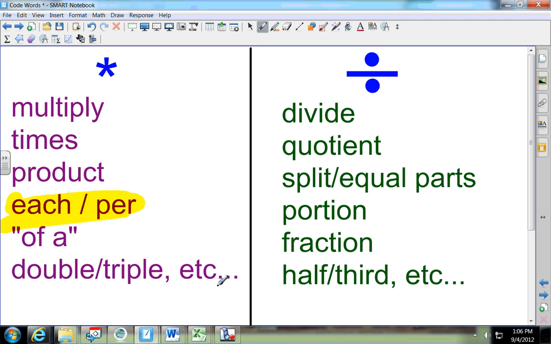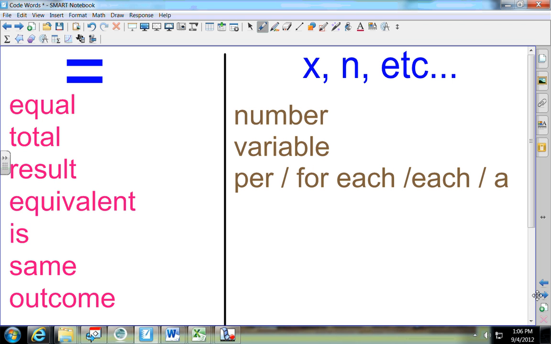Now there are other symbols as well that we need, that there are words for. Do we have all of these? Speak now or forever hold your peace. You object? How about these? I need these written down too. We have the equal, total, result, equivalent. We didn't have those. I know, it's okay. We're just getting some other words out there to help us.